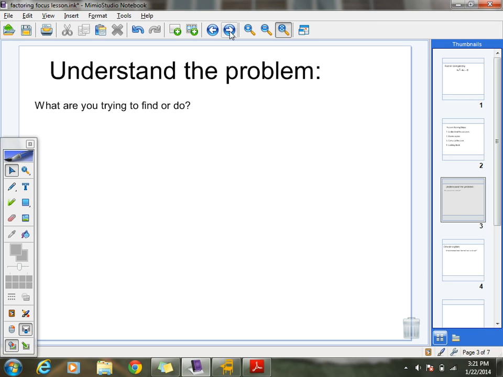Understand the problem. The first part of this is, what am I trying to find out or do? And it talks about factoring completely. And I need to realize that factoring means that I'm separating a polynomial back out into a product. And by that, I sort of remember that with product, I'm supposed to have two binomials being multiplied together. So now I feel like I understand the problem.